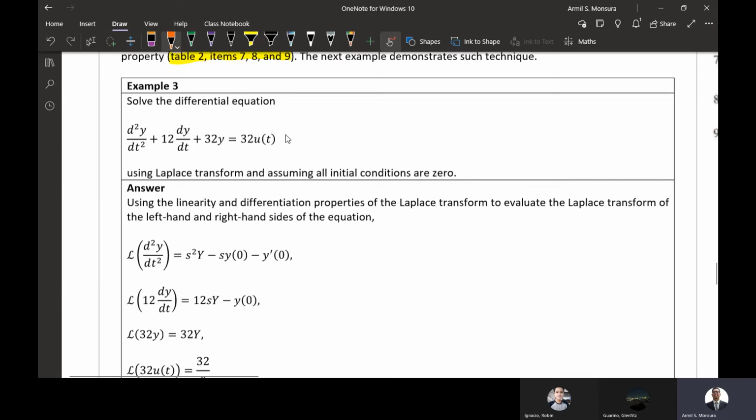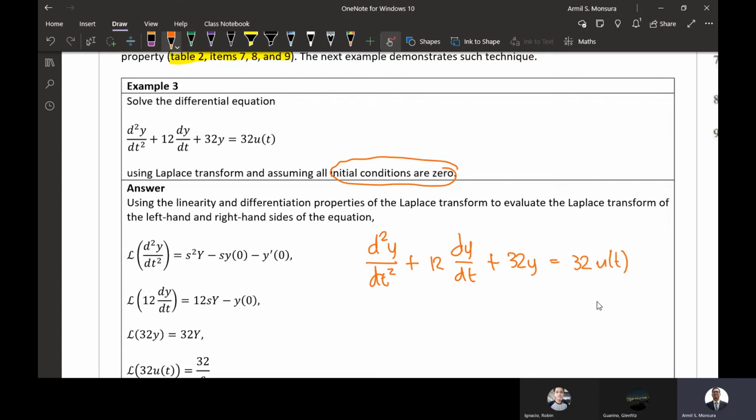Now, let's take a look at the problem again. Let's try to solve this differential equation using Laplace transform and assuming all initial conditions are zero. Ayun, ito yung sinasabi natin. So assuming all initial conditions are zero. Okay? So, una, kapag magsosolve tayo ng differential equation na katulad niyan, isulat ko muna dito: plus 12 dy over dt plus 32y equals 32 u of t. Lagyan natin u of t muna.